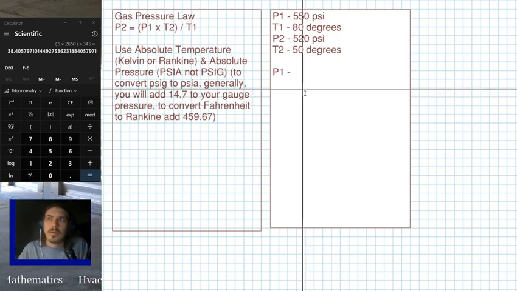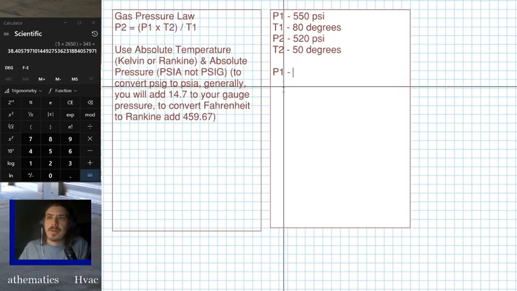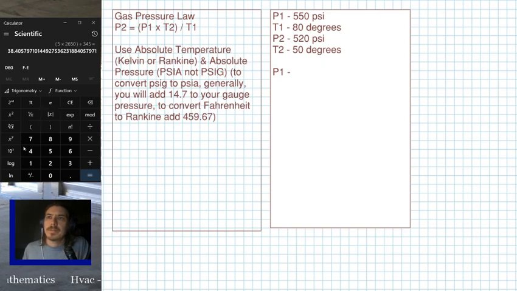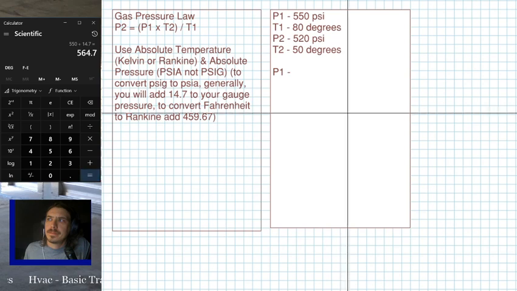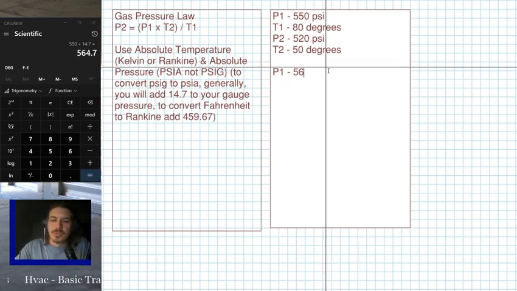So our P1 would not be 550 psi. Oh, we're doing that to our pressure, not our temperature. Try this again. First, let's do the pressure. 550 psi plus 14.7 gives us 564.7, which is our absolute pressure.